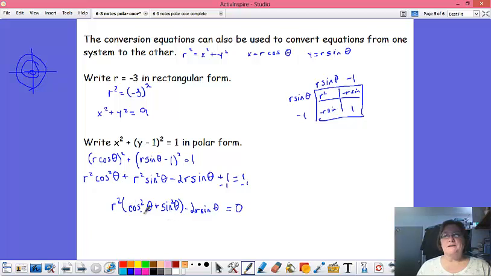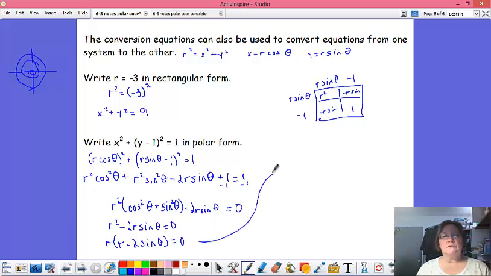Okay, I know that cosine squared plus sine squared is 1. So really, this boils down to r squared minus 2r sine theta equals 0. Okay, this might not be looking that good to you, but folks, we're getting somewhere. There is a factor of r in both of those that could be factored out. So if I divide by r, I get r minus 2 sine theta equals 0.